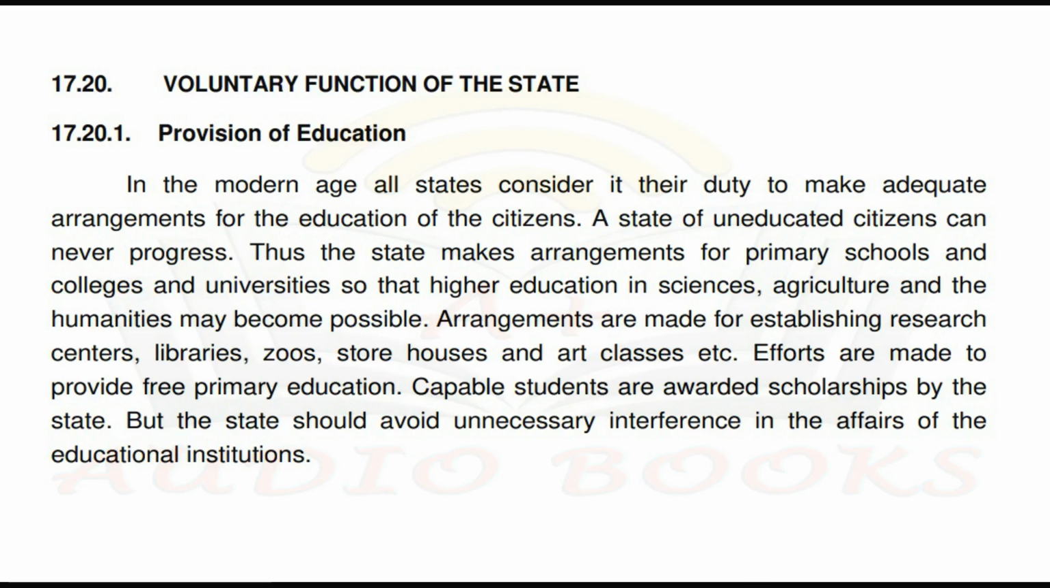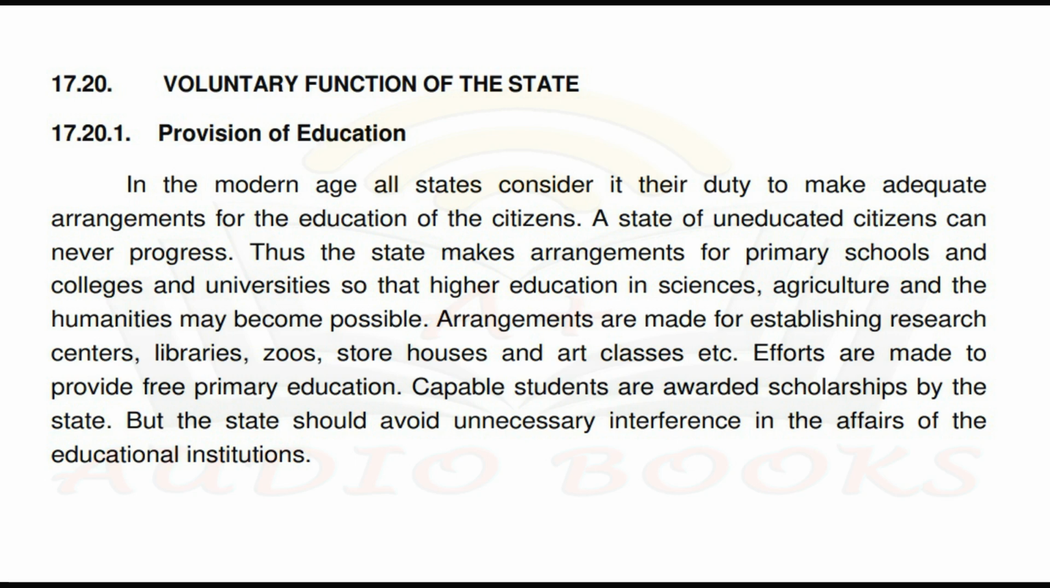Voluntary functions of the state. Provision of education. In the modern age, all states consider it their duty to make adequate arrangements for the education of the citizens. A state of uneducated citizens can never progress. Thus, the state makes arrangements for primary schools and colleges and universities so that higher education in sciences, agriculture, and the humanities may become possible. Arrangements are made for establishing research centers, libraries, zoos, storehouses, and art classes, etc.